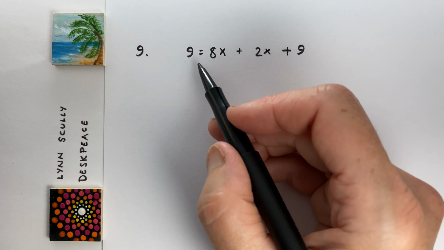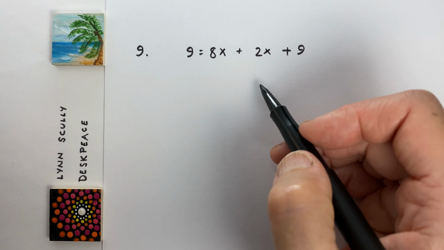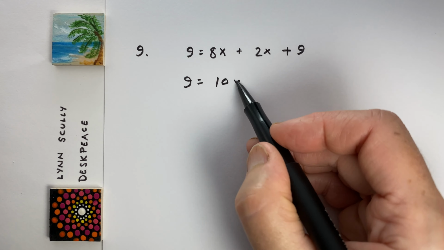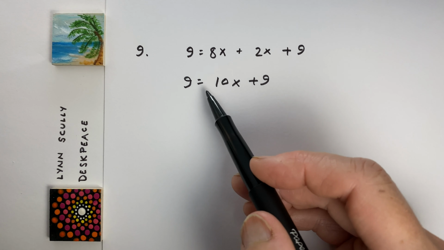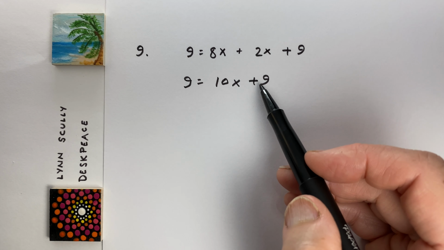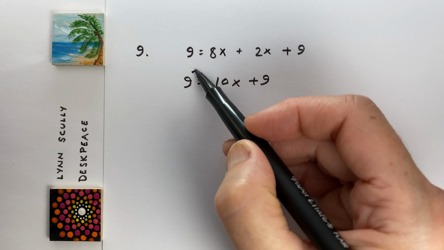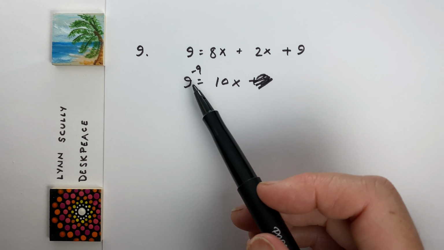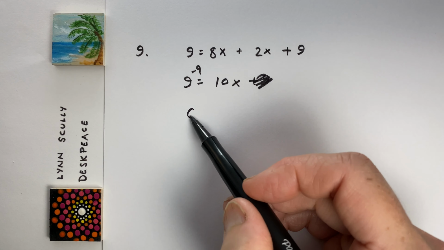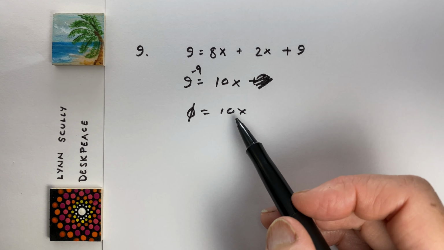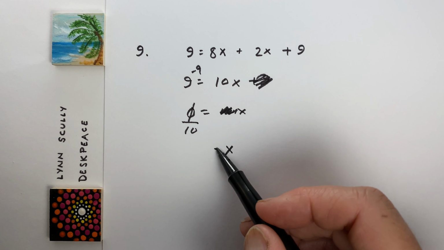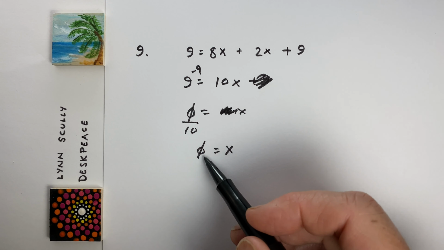Number 9. 9 equals 8x plus 2x plus 9. Okay, so 9 equals 8 plus 2 is 10 x's plus 9. I want to get x alone. I have 10 attached by multiplication and 9 attached by addition. So I undo the addition by subtracting it to the other side of the equal sign. And remember, subtraction always has to follow. So I'm going to clean this up. 9 minus 9 is 0 equals 10x. 10's attached by multiplication, move it by division to the other side of the equal sign. And I'm getting x equals 0 divided by 10 is 0.